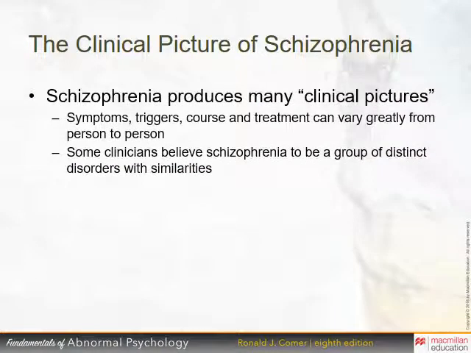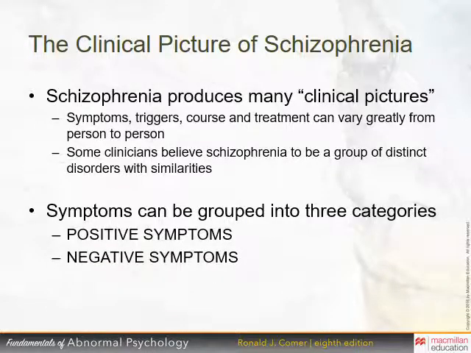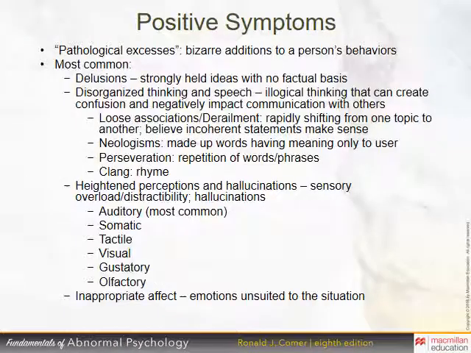So looking at the clinical picture of schizophrenia, it does produce many clinical pictures. The idea here is that the symptoms, the triggers, the course and treatment can vary greatly from person to person. Some clinicians actually believe that schizophrenia should be a group of distinct disorders that have similarities. The symptoms can be grouped into 3 categories: positive symptoms, negative symptoms, and psychomotor symptoms. For positive symptoms, this does not mean good or bad, but it refers to pathological excesses. So this is bizarre additions to a person's behaviors.